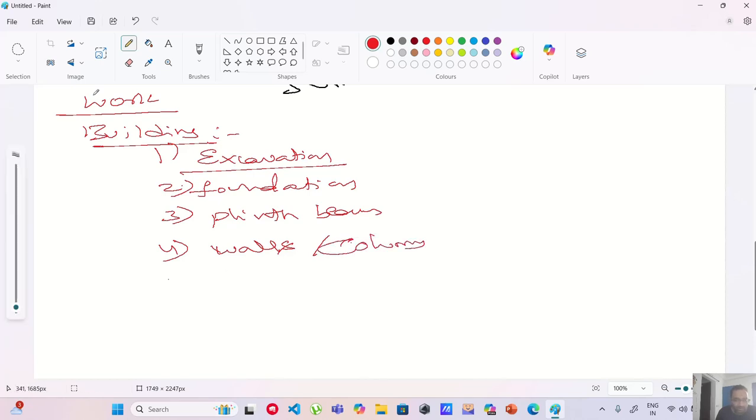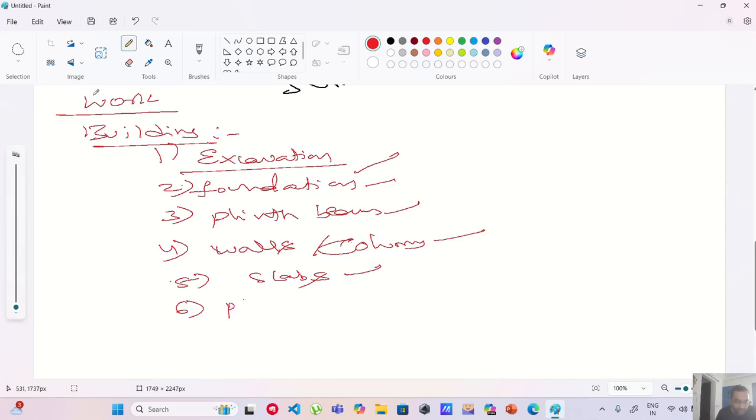Walls may be either brick walls or stone masonry walls. The fifth one is that after the walls, the slab should be constructed. And after that, fine. These are the key parameters: excavation, foundation, plinth beam, walls or columns, slabs. After that, our construction work is completed.